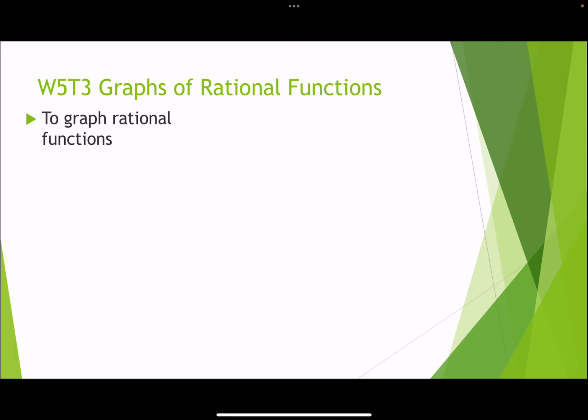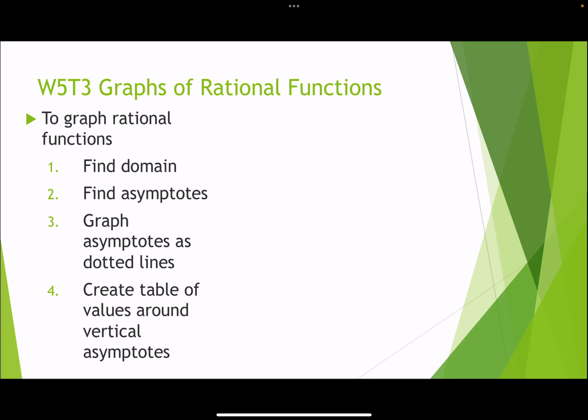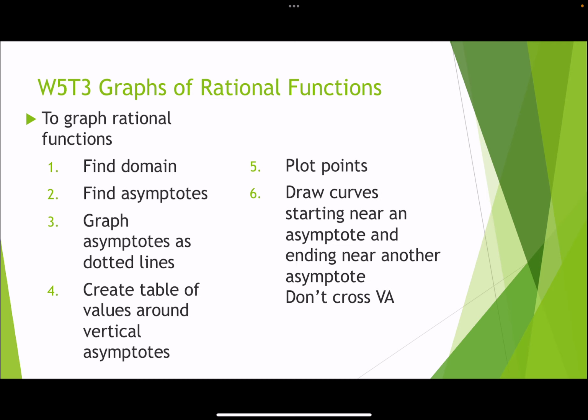If we're graphing rational functions, the first thing we want to do is find the domain. We want to find the asymptotes. And then we graph the asymptotes as dotted lines so we know where our graph is restricted to. And then you can create a table of values around the asymptotes to get an idea about what's happening. Plot those points, right? And then you want to draw the curves, starting at the asymptote and then ending near another asymptote.